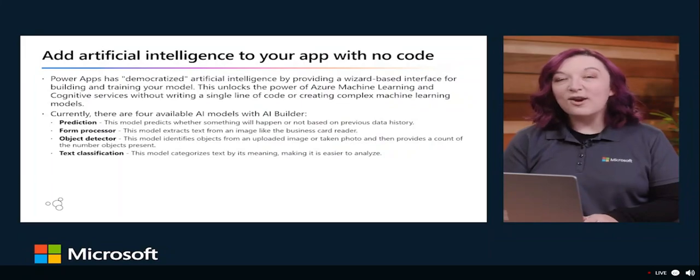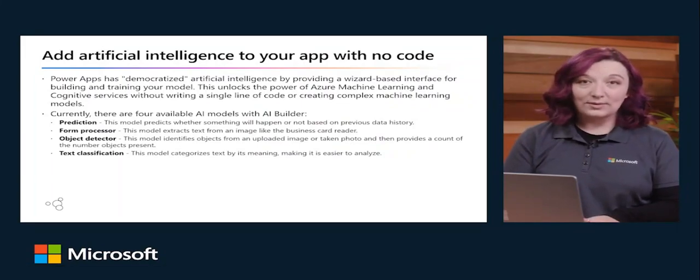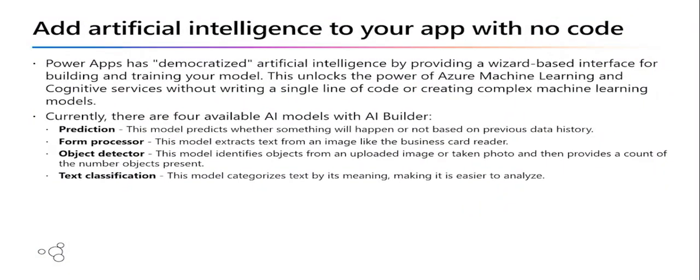You can also add artificial intelligence to your app without a single line of code. You'll be able to use a wizard-based interface instead of having to learn a whole new coding language or create complex machine learning models. Currently, we have 4 AI models available with AI Builder.